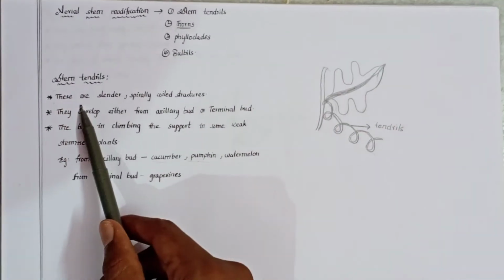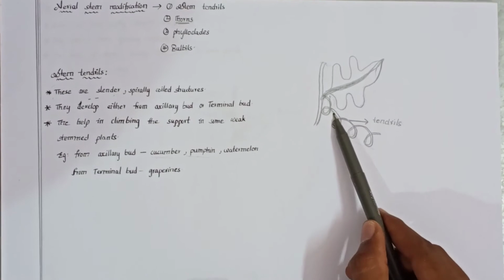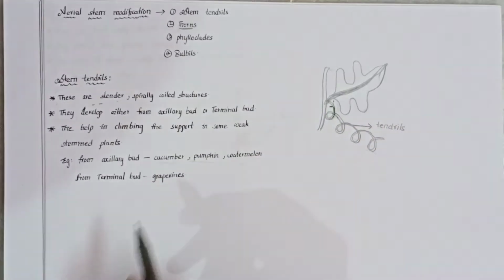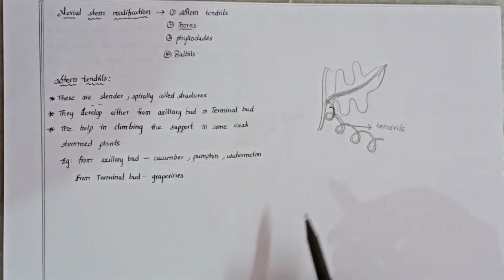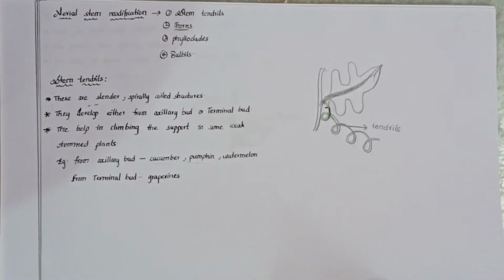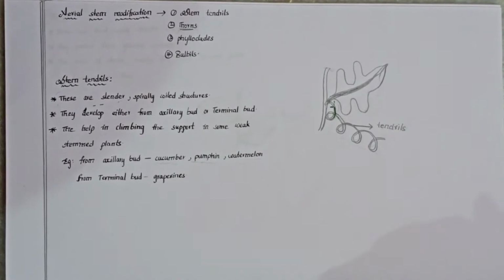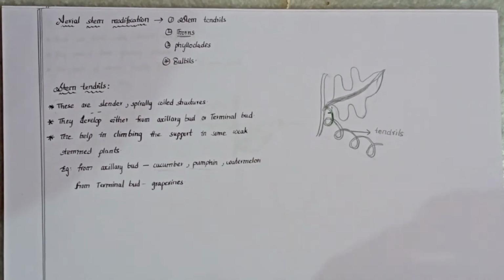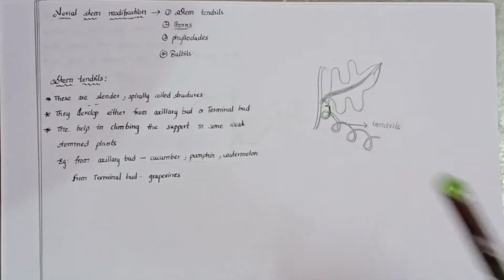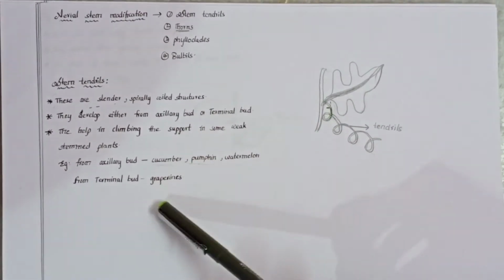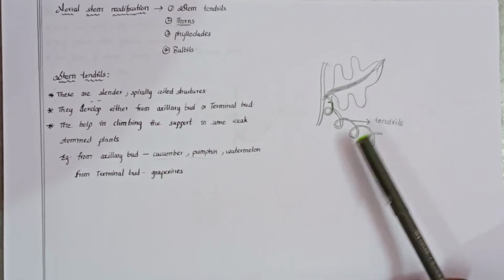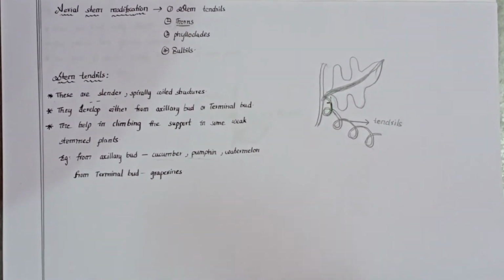First, stem tendrils. These are slender, spirally coiled structures, and they develop either from the axillary bud or the terminal bud. Every plant has an axillary bud or terminal bud. If the tendrils arise from the axillary bud, examples are cucumber, pumpkin and watermelon, and if the tendril arises from the terminal bud, the example is grapes. What is the main function of these tendrils? The main function is to help in the climbing of weak-stemmed plants.